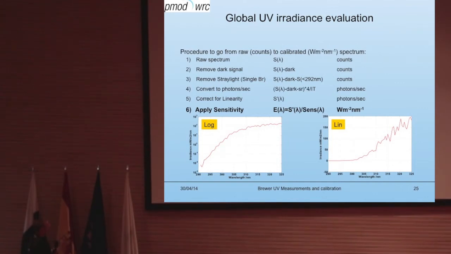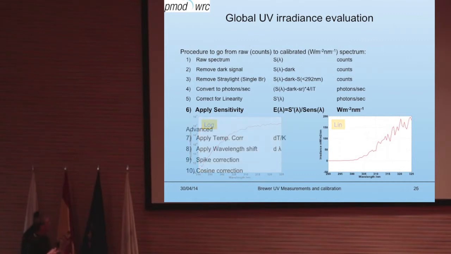So this is the end of the standard Brewer operational software, and I guess this is what you will be doing in the practical session afterwards. The more advanced analysis might also take into account temperature corrections, wavelength shifts, spike corrections for those that have been looking at data from some older Brewers, cosine corrections. There are many additional activities and characterizations that can be applied to the Brewer UV spectrum. Okay, that finishes my first part of the presentation.